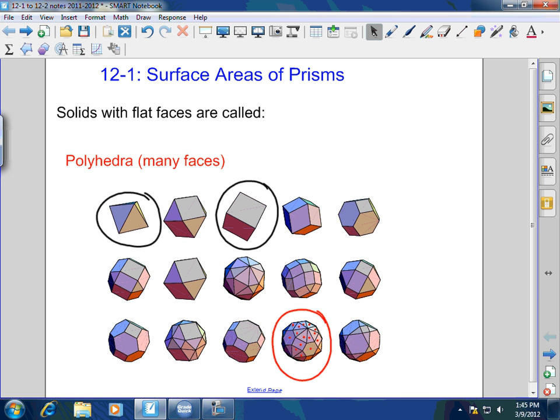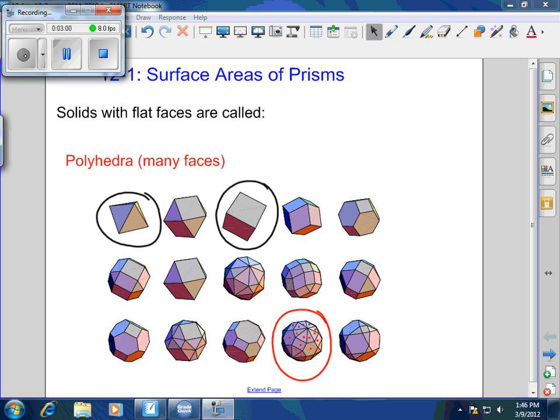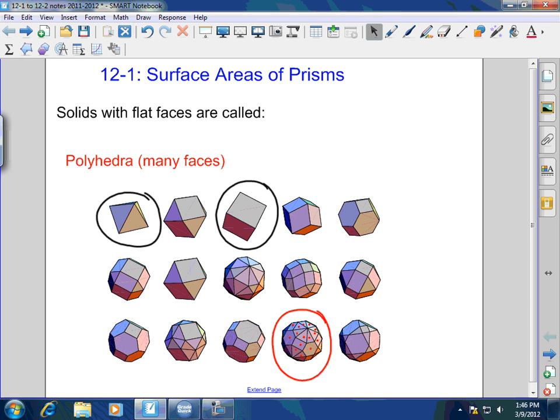The question was, why isn't a sphere on there? Because a sphere is not made of flat faces. A sphere is a circular figure. Okay, so these are polyhedras. They are made up of flat faces.